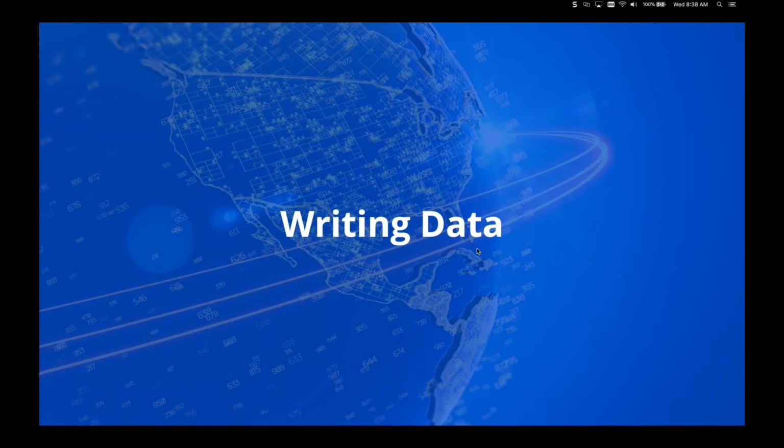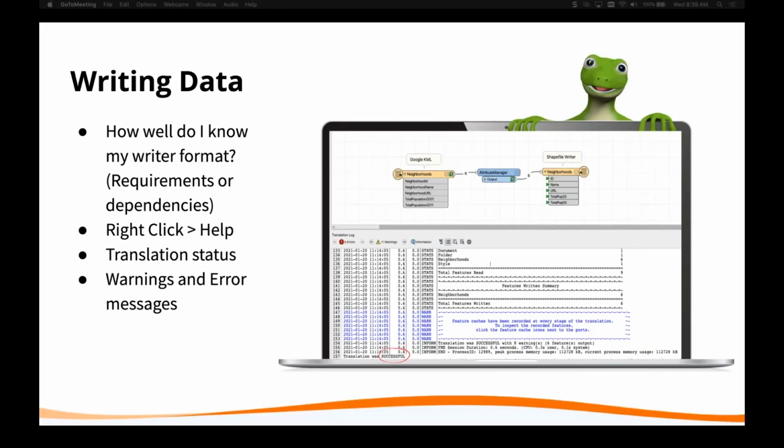So here we're going to talk about the writer format. How well do you know it? How to judge success. Was my translation successful? Inspecting the output data. And then there is one thing that we see new users really interested in doing all the time, but we don't really know what it's called. So we're going to talk about that as well, and then some tips for troubleshooting. So first, writing data.